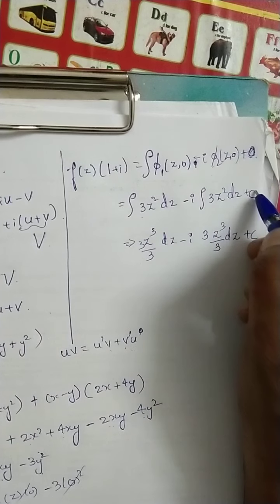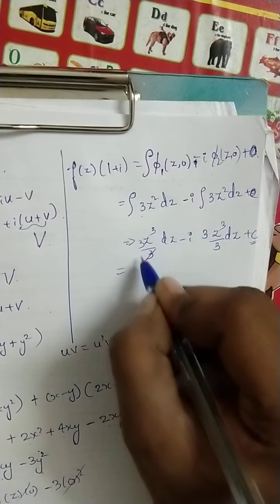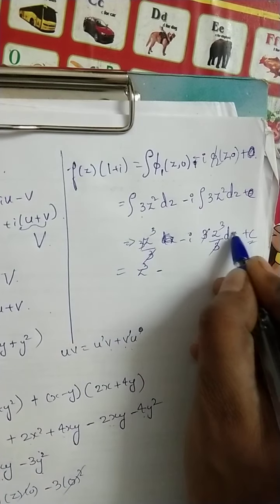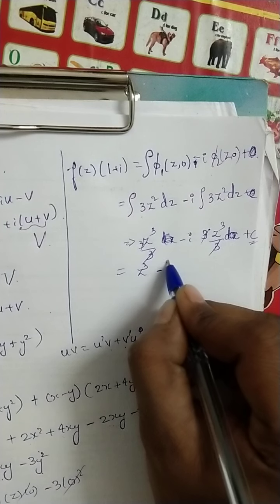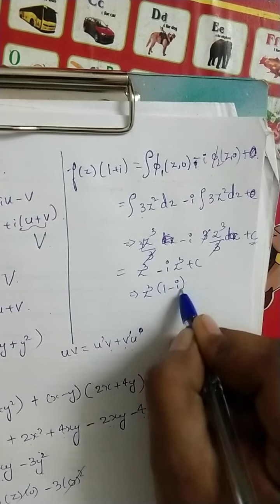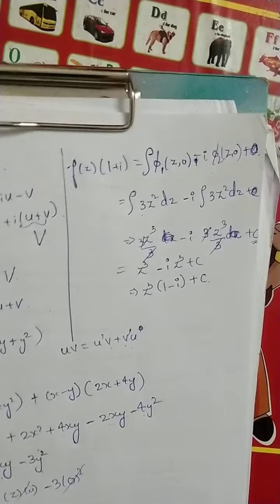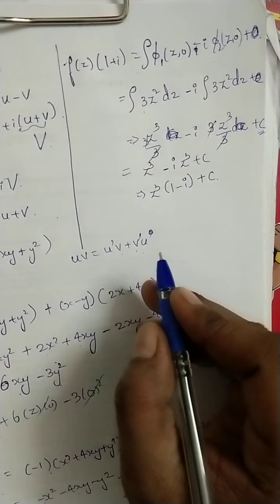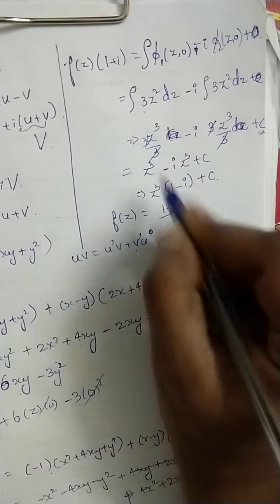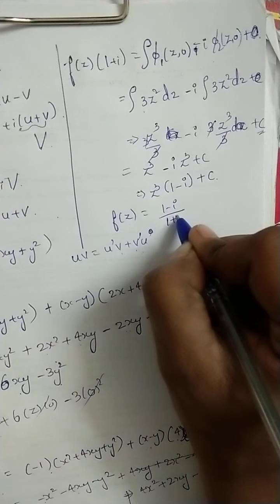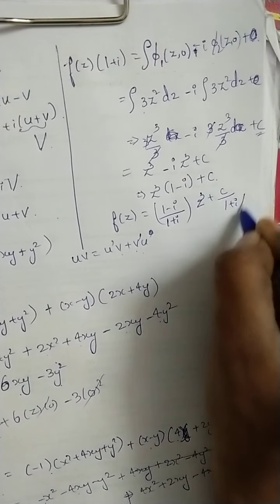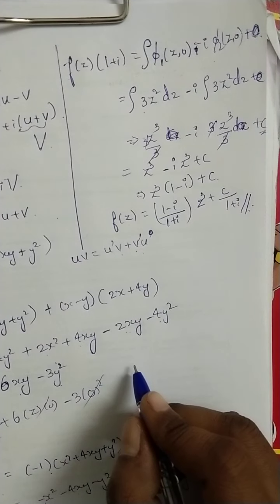So integration of z square is z cube by 3, so we get z cube minus i into z cube, since 3 and 3 cancel, plus c. When you take z cube common, it is 1 minus i, plus c. Now f of z is equals to, taking the 1 minus i to the other side, 1 plus i into z cube plus c divided by 1 plus i. So this is our solution for the given problem.